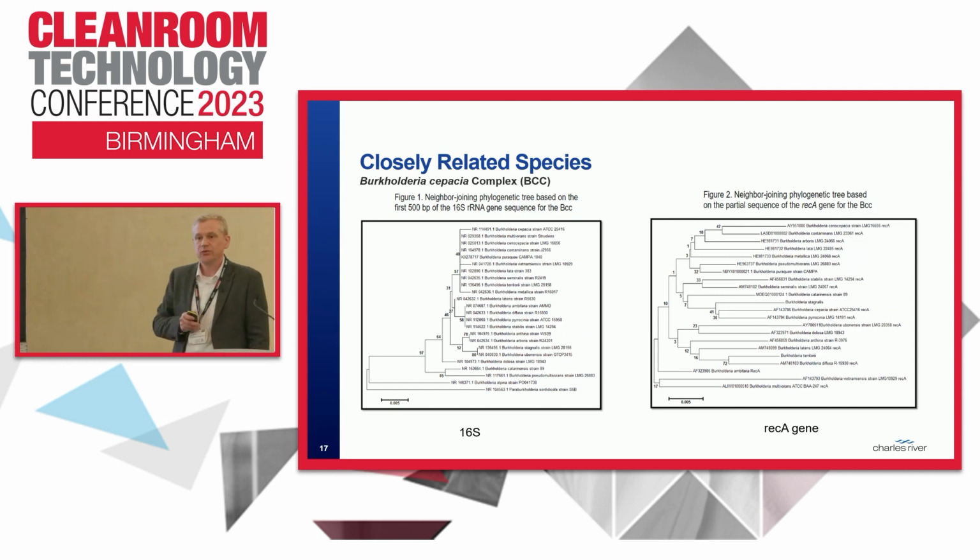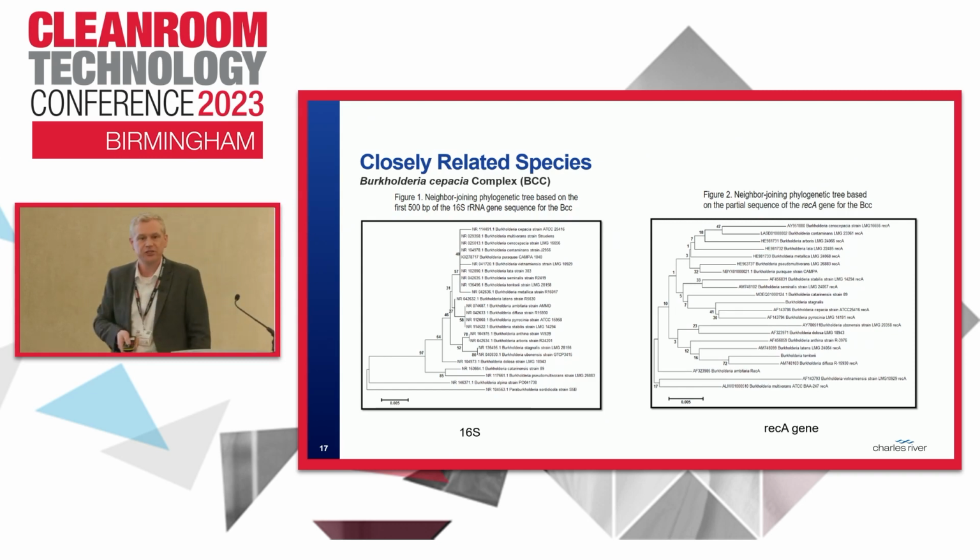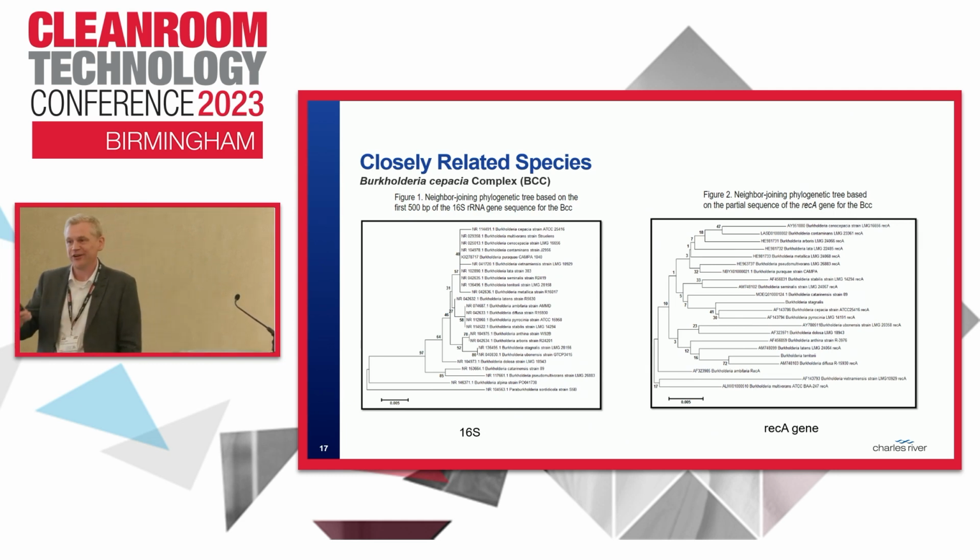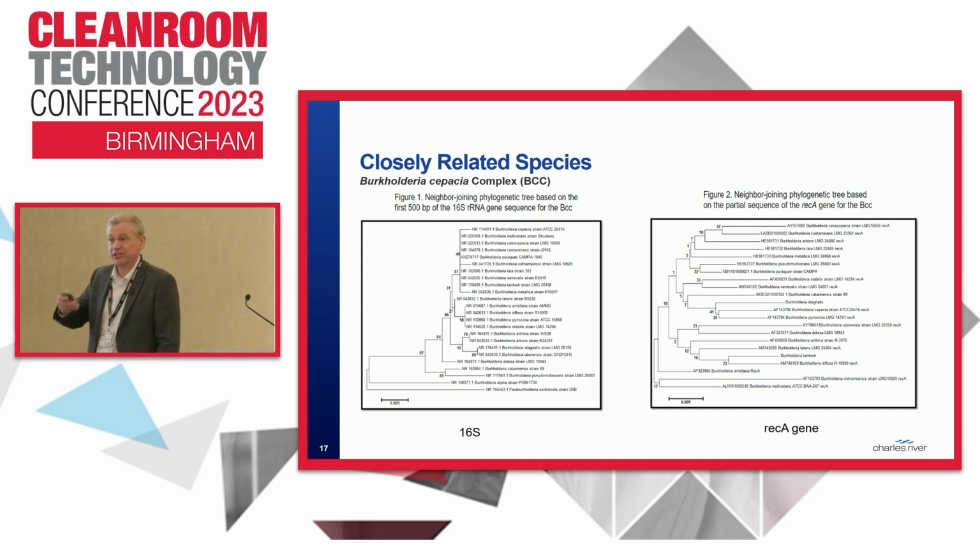But if you need to know which species, there are alternative gene targets. So if you look at the recA gene, you can see this much more defined horizontal difference between all the entries. So just a side note to be aware, when you're looking at a critical isolate, if it's something that's closely related, you may need to look at advanced techniques to actually be able to identify that correctly.